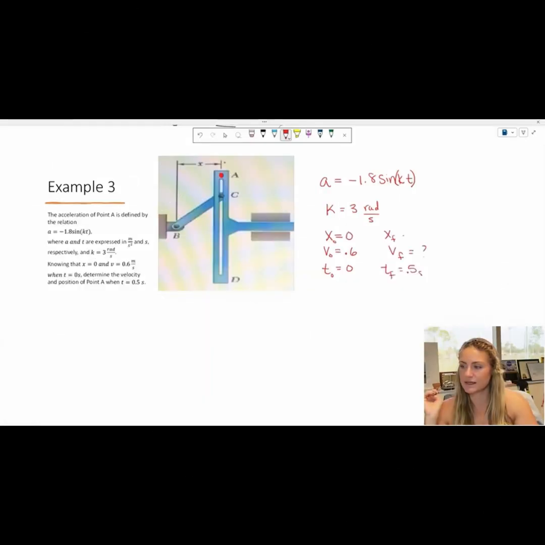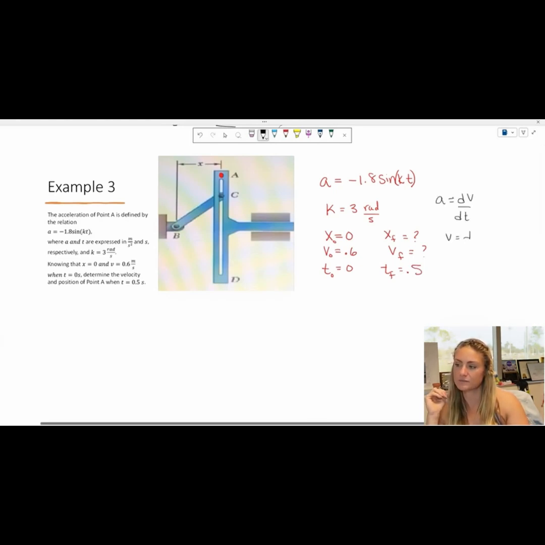So we are given acceleration. We want to find velocity and position. That means that I'm going to have to use two relations. So right away, I want you to put on your paper, the relations I'm using are acceleration and velocity. Okay, so why don't we start with our acceleration?